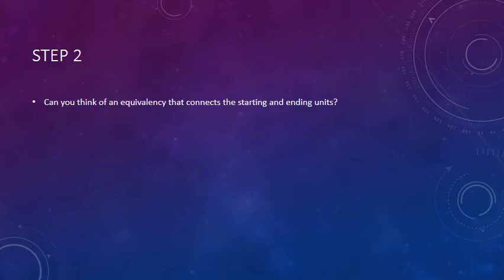Step 2 on this problem: can you think of an equivalency that directly connects the starting and ending units? So many of you know that there are 365 days in a year. So that's my equivalency, and I'm going to stick it right there in the middle. 1 year is equal to 365 days.